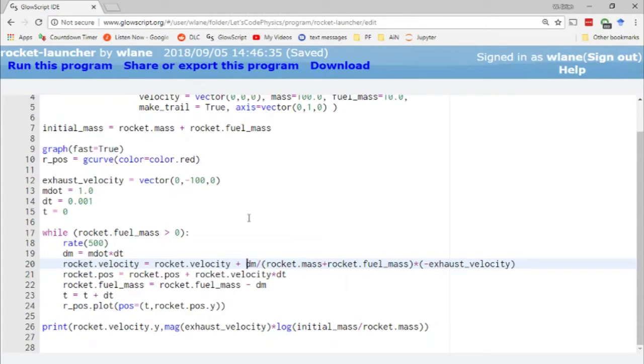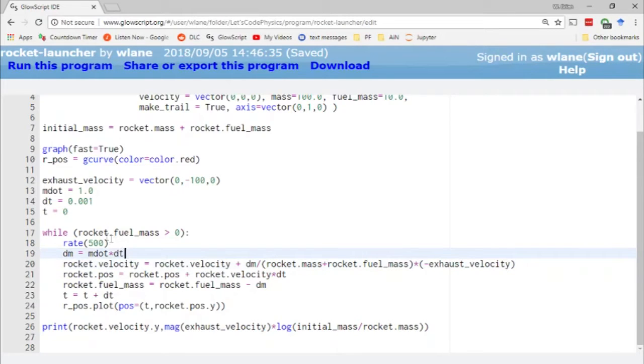It's proportional to dm, the amount of fuel mass lost in one time step. And then we have the rocket mass plus the rocket fuel mass, so the total mass that we're trying to move. Obviously, this needs to be divided because the more mass there is, the more difficult it is. And then we multiply that by the negative of the exhaust velocity. Negative because the rocket's going to accelerate in the opposite direction of the exhaust velocity. And of course, the greater exhaust velocity we have, the faster the rocket's going.